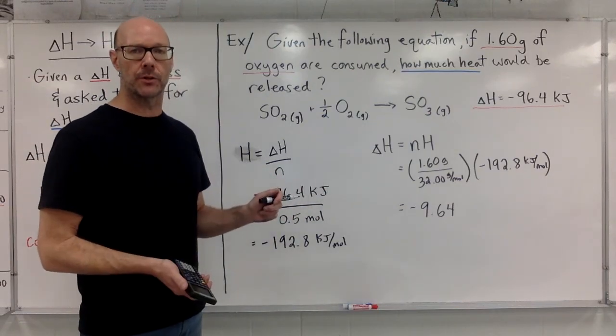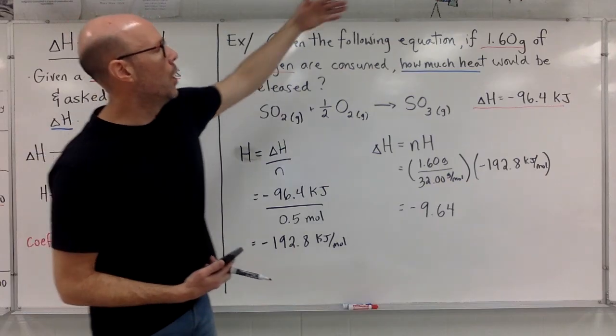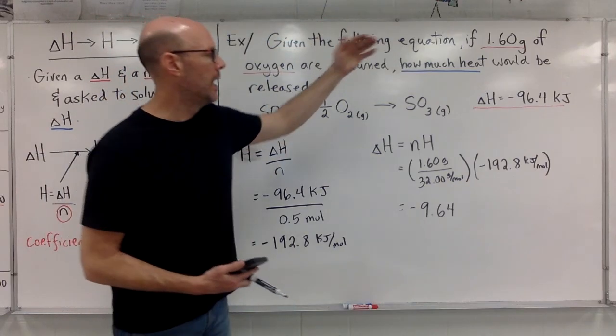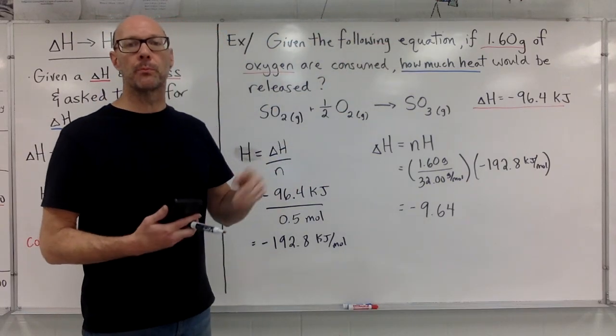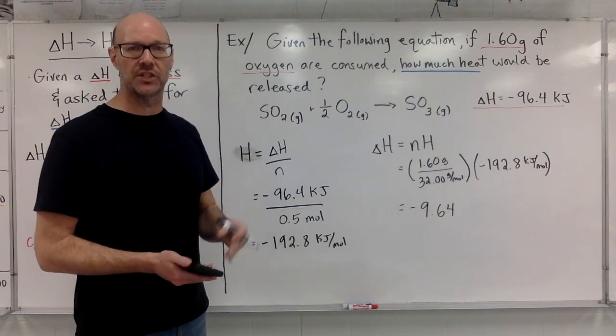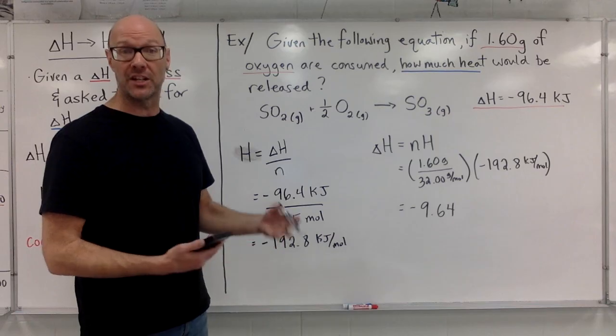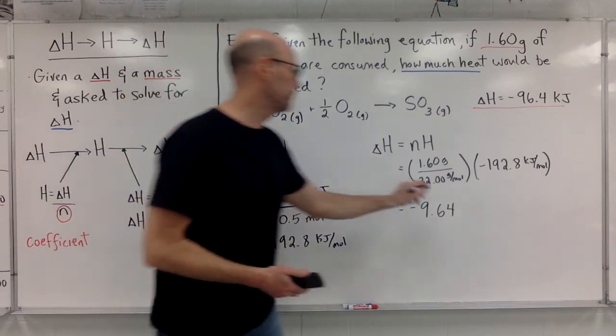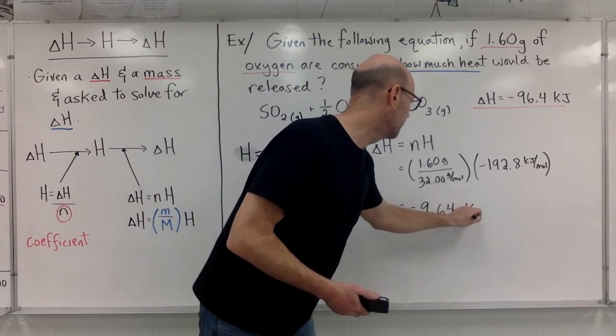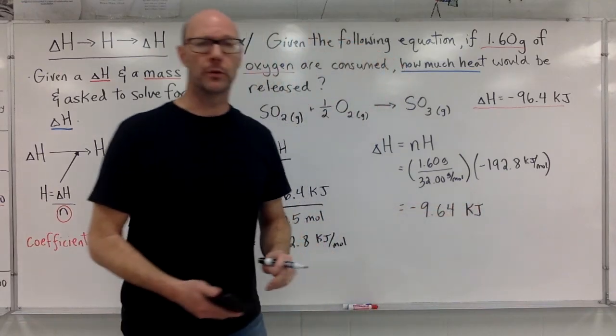That's my raw answer. Let me go back to the question. 1.60, negative 96.4. Those are both 3 significant digits. Conveniently, my answer already has 3 significant digits. I just have to worry about the units. Kilojoules.